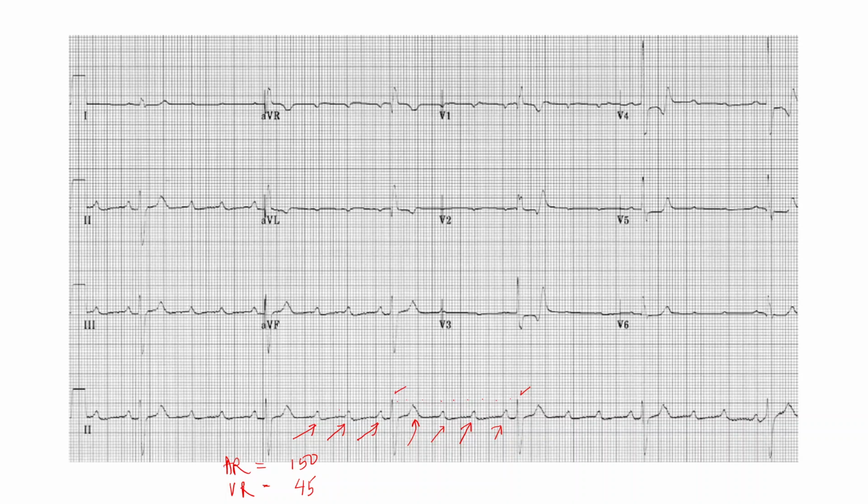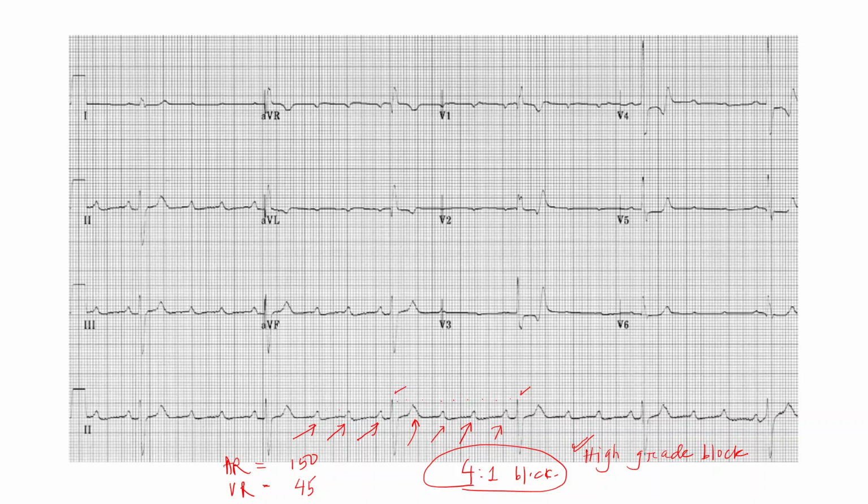So as you can see here, there are 4 P waves but 1 QRS complex. 4 P waves with 1 QRS complex. So this is known as 4:1 block. And this is a high grade block. Okay, this is a high grade 4:1 block.